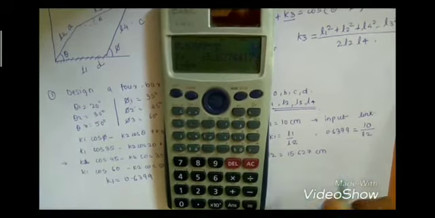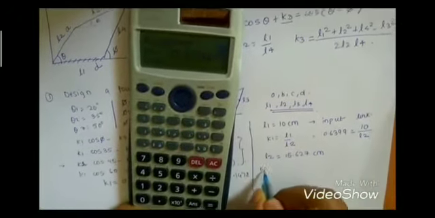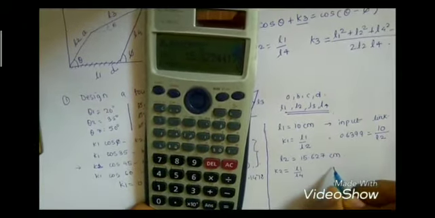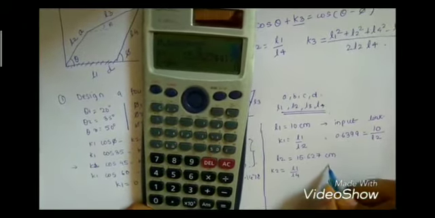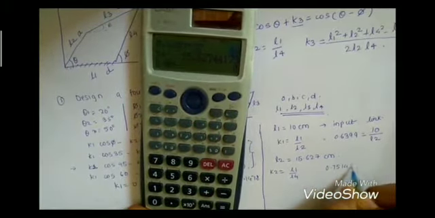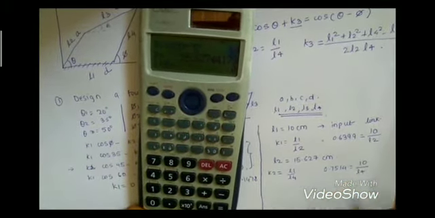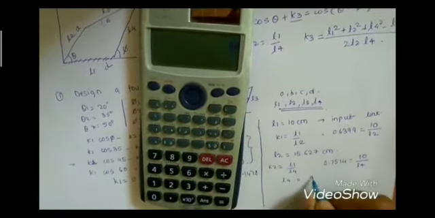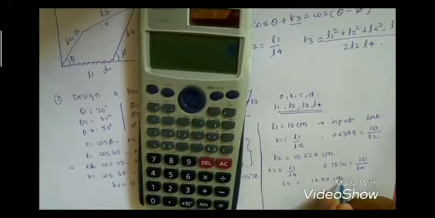15.627 centimeter. Similarly, K2 is equal to L1 upon L4. We have K2, that is 0.7514, L1 is 10 and L4 is unknown. In a similar fashion, L4 will be 13.30 centimeters.